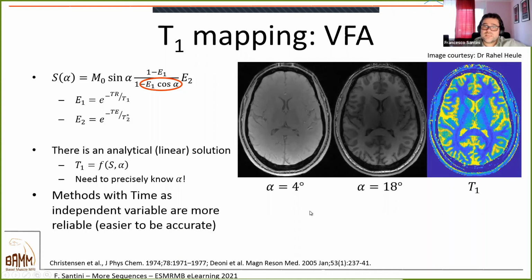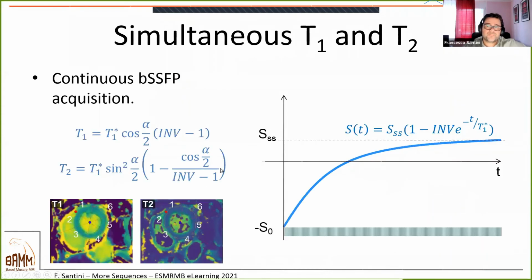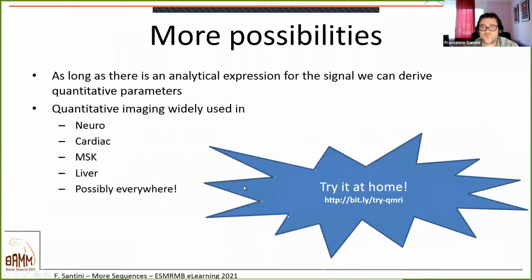This is very much used because this is a 3D method. It's used in the brain. Or you can use different acquisitions. For example, this is a continuous SSFP acquisition, and we know that it depends in a complicated way on T1 and T2. So if we fit this kind of signal, then we can obtain T1 and T2 at the same time. So as long as we can describe the signal in terms of the parameters that we vary, so we describe the signal in terms of T1 and the flip angle, then we know the flip angle, and we obtain T1. Then we can use one of these methods.